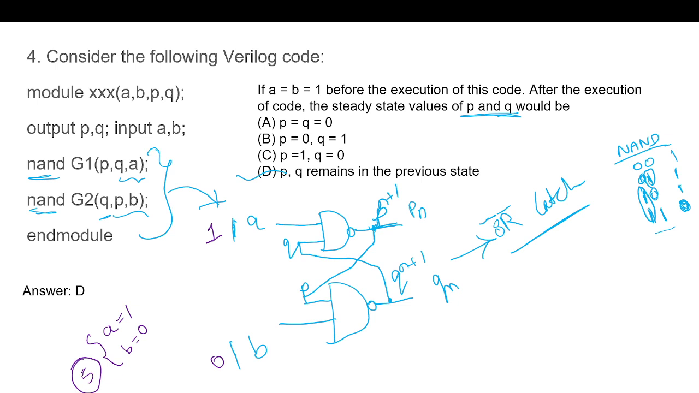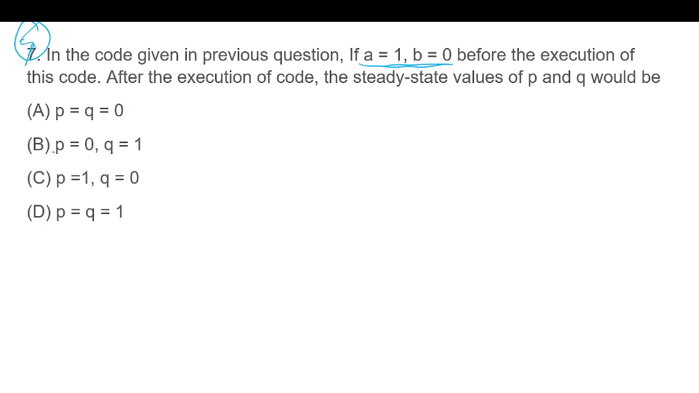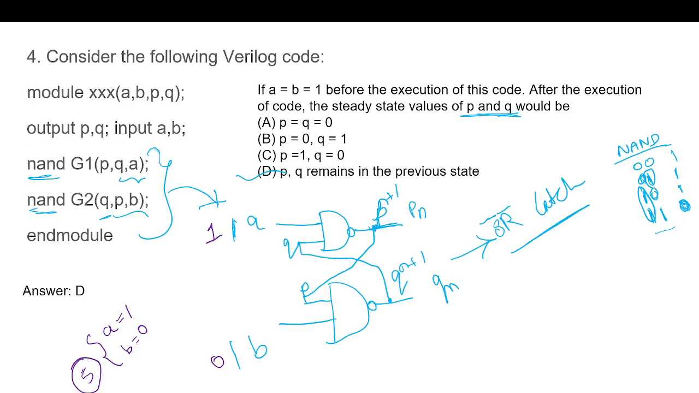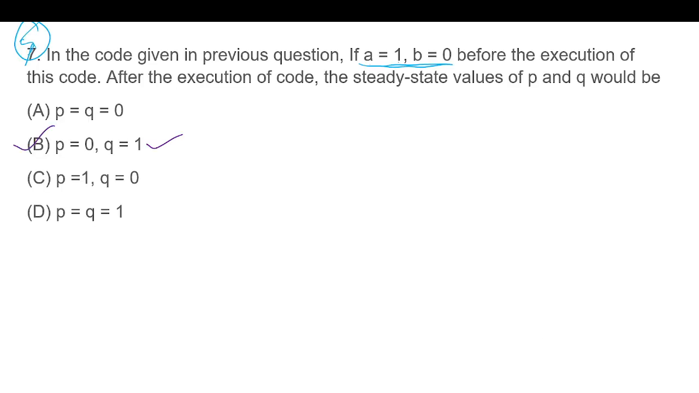Option B. This P is equal to 0 and Q is equal to 1. Let us try it. I have one input 0. If any one of the inputs is fixed to 0, whatever the other input is, the output will be 1. So this is 0, so this will be 1. And I will get 1 here, 1, 1, I will get 0. So my P is 0 and Q is 1. Option B is the correct answer.